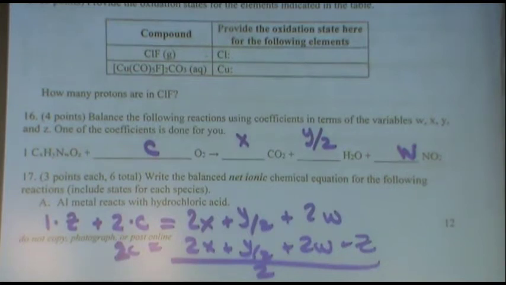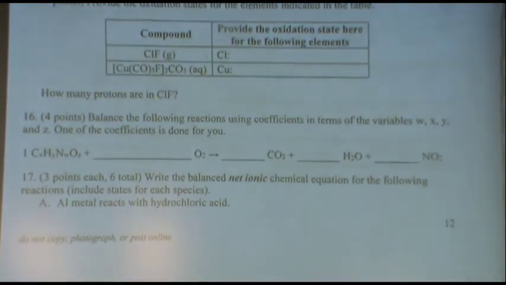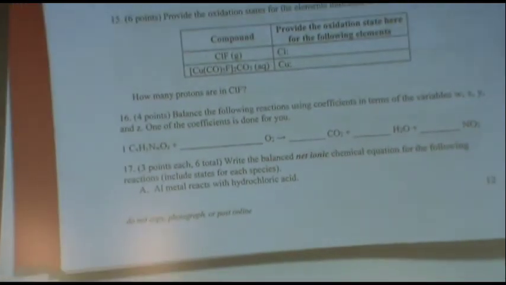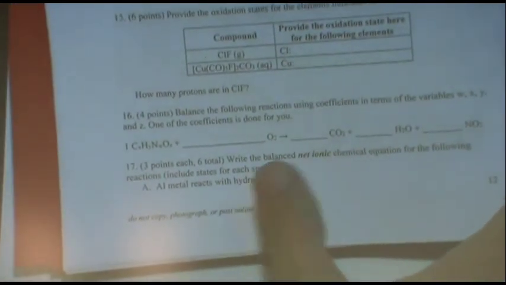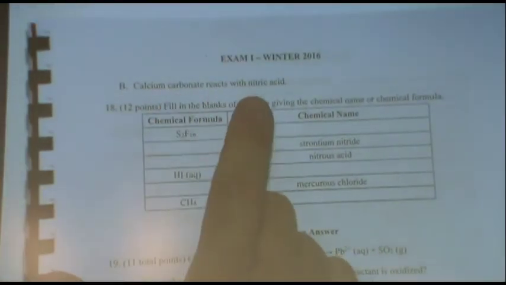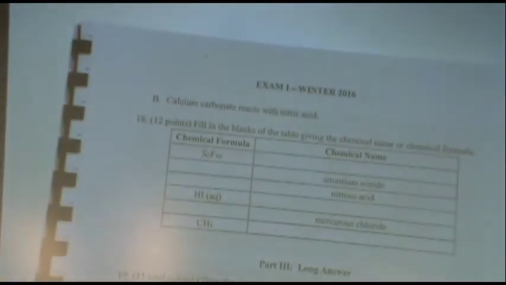Net ionic, is that what you said? Do you have one in particular, or does somebody have one they want me to do? Or should I make one up at random? Does somebody have a net ionic you want me to do? There's one right beneath that, right below it. Do you want A? That's aluminum metal reacts with hydrochloric acid. That's a good one. Or B, calcium carbonate reacts. Also a good one. A or B? B, because of my name. B because of your favorite letter? Yeah, I get that. Okay.